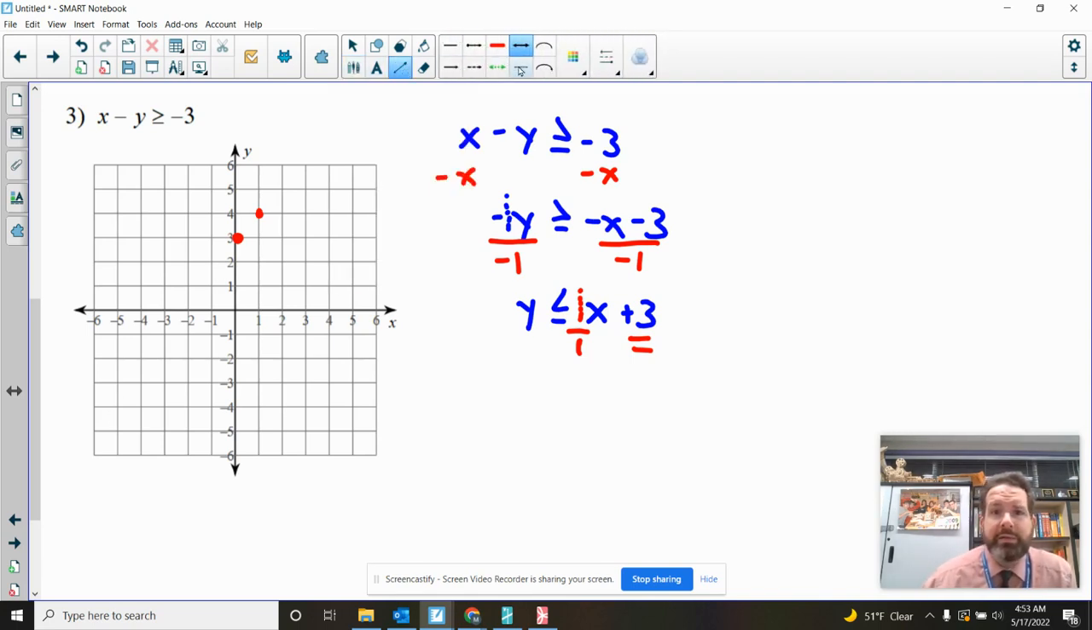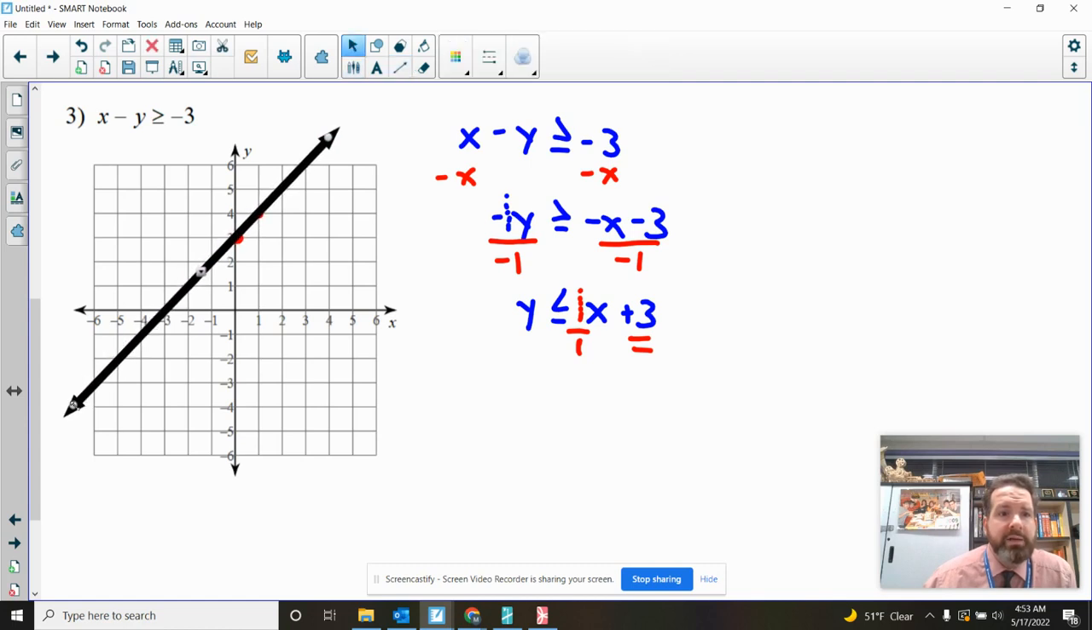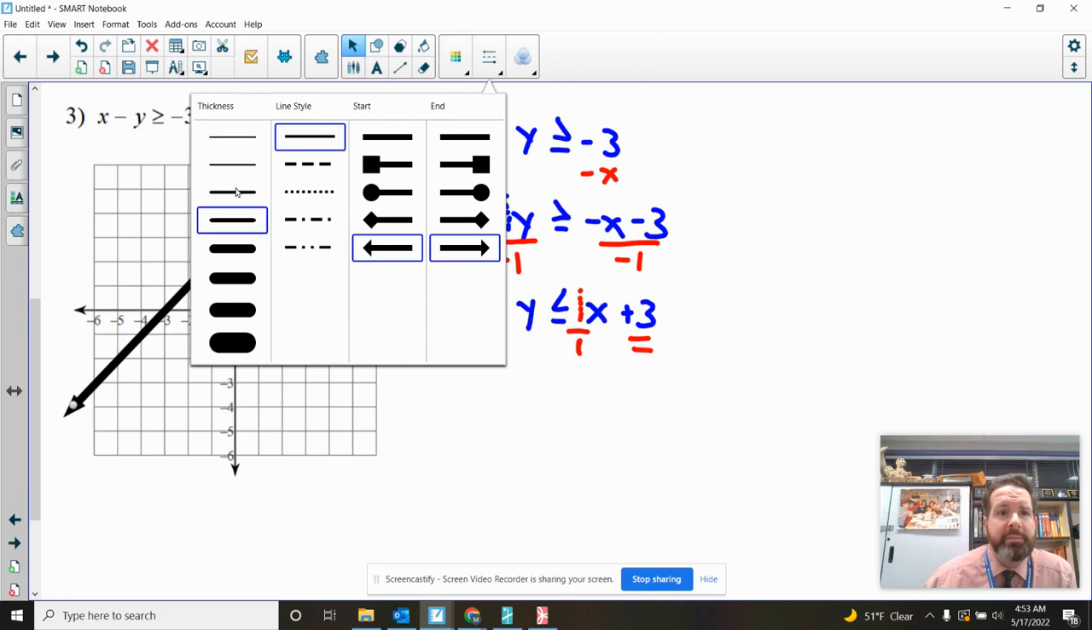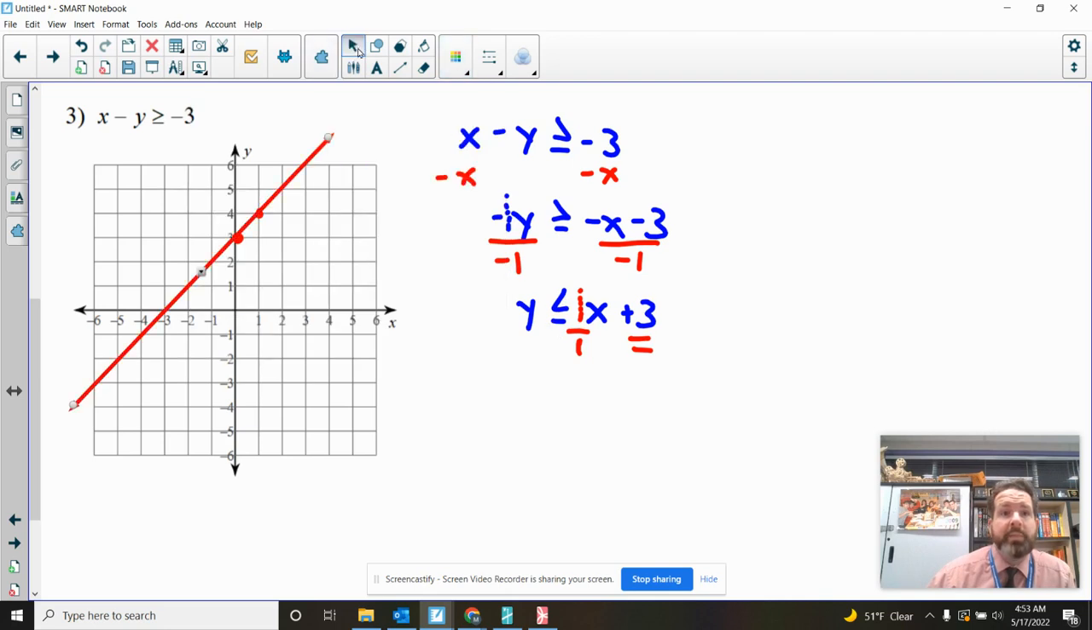Let me get my line maker, just so I can make it nice and straight. I'm gonna, I think, extend that a little longer, make it a little thinner. This time, we want to keep it solid, since we have that equal to sign underneath. And there we go. That's my boundary line. In terms of direction, we're going to do the same thing we did before. This is a less than, meaning my shading should be below the line.